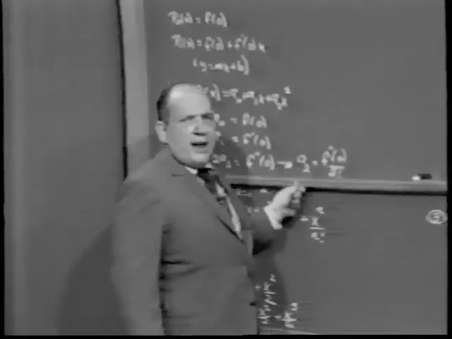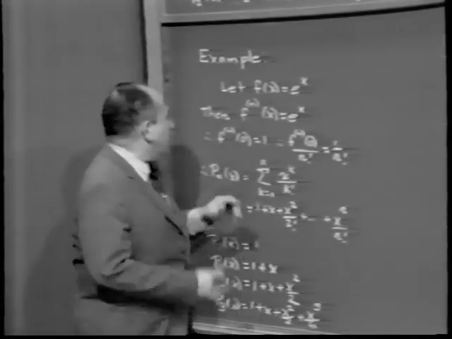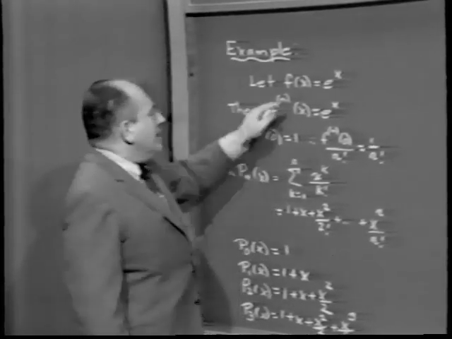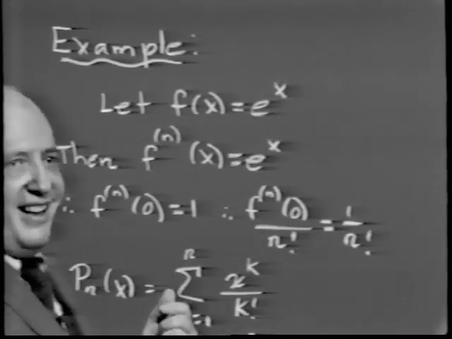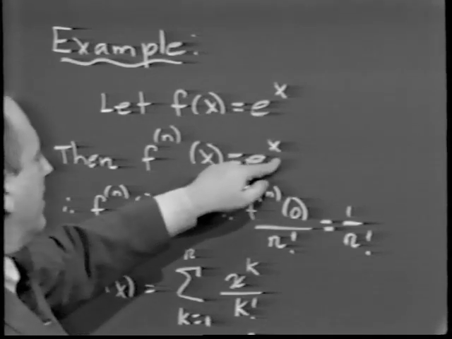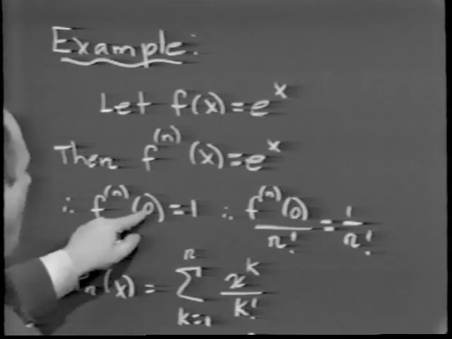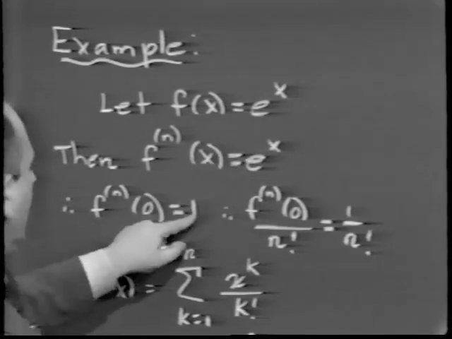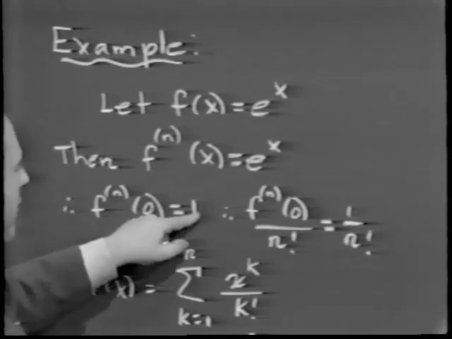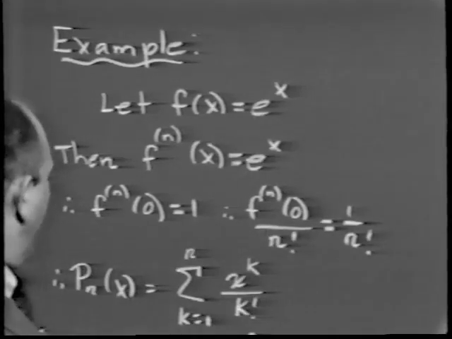Now, because this may seem a little bit abstract, let's illustrate this numerically. Let's pick a specific example, and I'll pick an easy one to compute. Let f of x be e to the x. After all, what could be easier? Because the derivative of e to the x with respect to x is just e to the x. So the nth derivative of e to the x is always e to the x. When x is 0, e to the 0 is 1. So the nth derivative of e to the x evaluated at 0 is 1. If I divide that by n factorial, I just get 1 over n factorial.